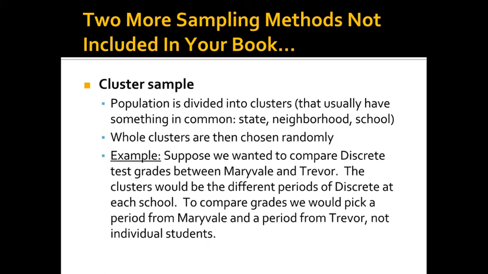So then from there we would randomly choose one of the periods from Maryville, choose one of the periods from Trevor, and we'd look at the test scores for those to compare them and see what it is. Okay, so those are all of our different sample types.